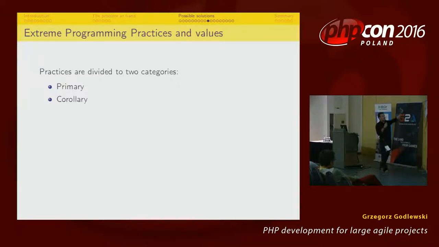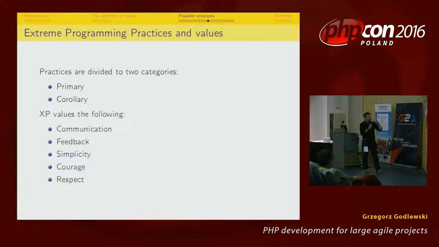The thing is that the second set of practices actually has a lot of requirements in order to be implemented correctly. So he sort of advises to go with the primary first. But I don't like that division, to be honest. I think there's a better way to do that. But in a second, as you can see, XP, so extreme programming, also has values: communication, feedback, simplicity, courage, respect.